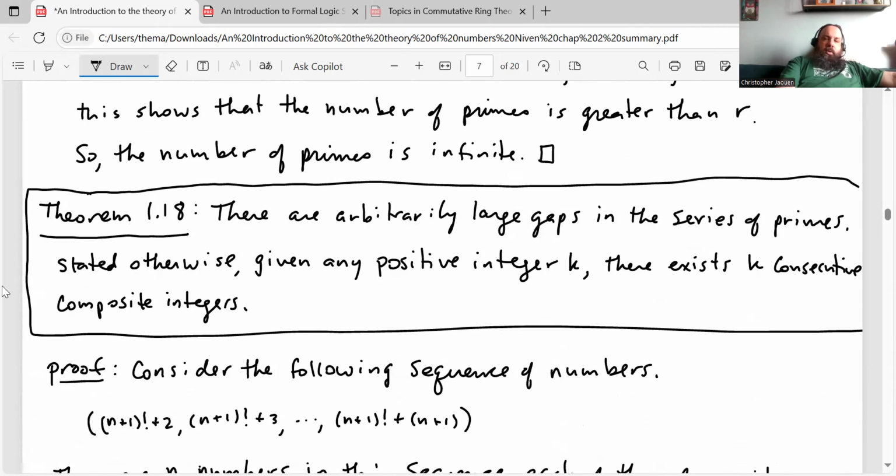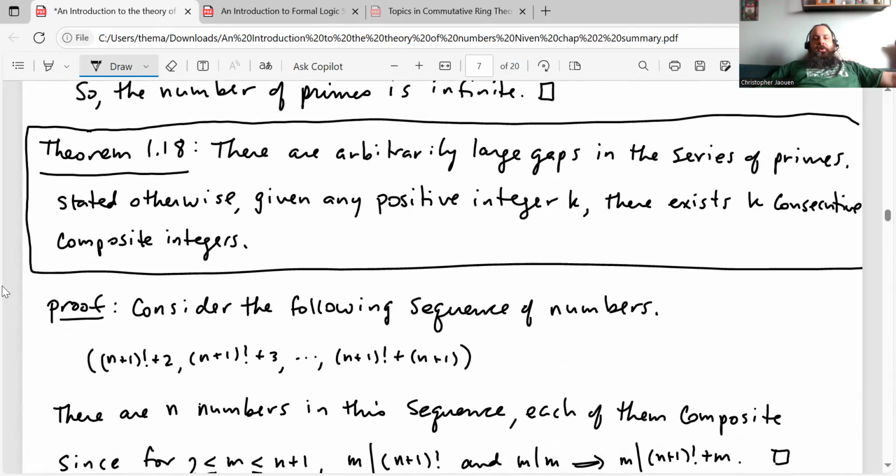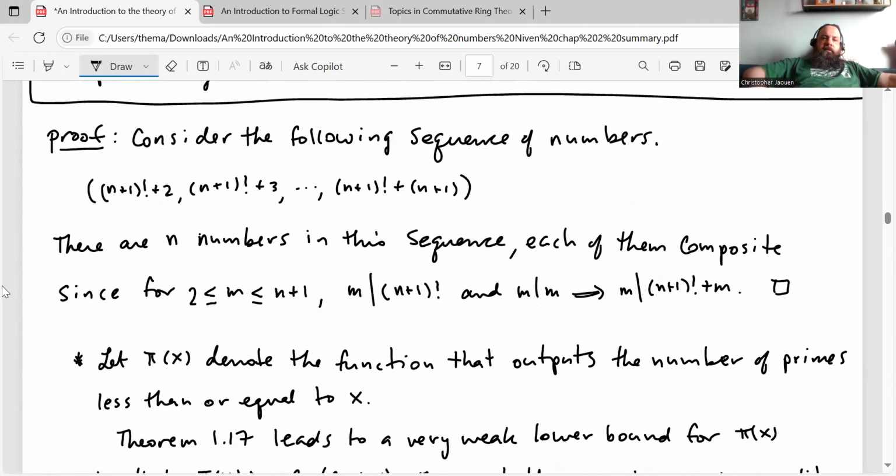Okay, then we get to theorem 1.18. There are arbitrarily large gaps in the series of primes. Stated otherwise, given any positive integer k, there exist k consecutive composite integers. This proof is relatively straightforward too.